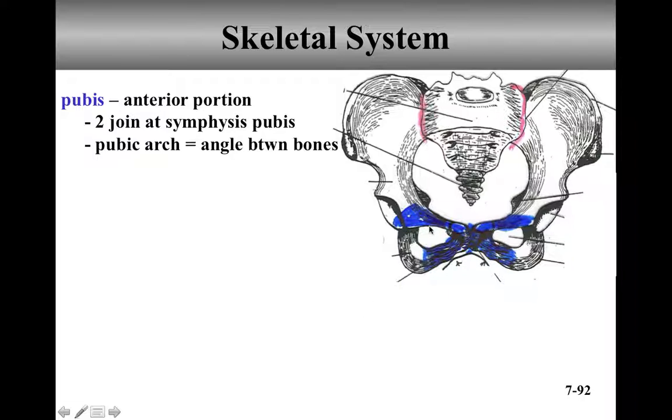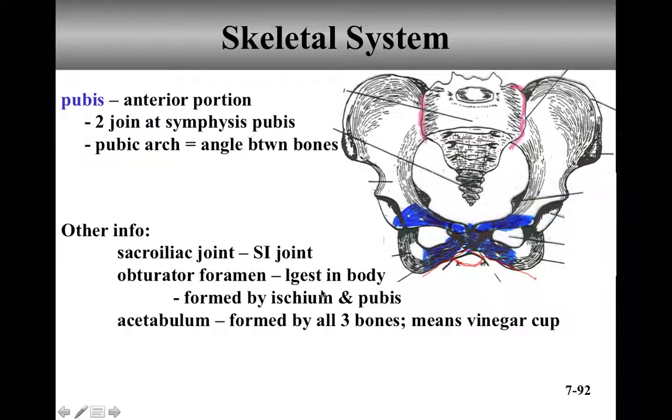And so the pubis is the anterior most portion, so the front of the hips. They join at, like we've already talked about, symphysis pubis, this cartilage. The pubic arch right here is this angle between the two pubic bones. So here to here. Whatever this angle is going to be able to tell you whether it's male or female. If it's about 90 degrees or bigger, it's probably a female. If it's narrower than 90 degrees, it's probably a male. And so that's the pubic arch.